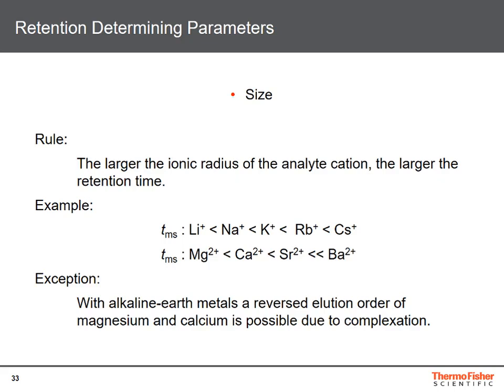Again, the retention difference between strontium and barium is much larger than the retention difference between the other pairs of cations. This again is due to the large radius of barium ions undergoing non-specific interactions with the stationary phase surface, namely adsorption, and this is the reason why barium is eluting so late.